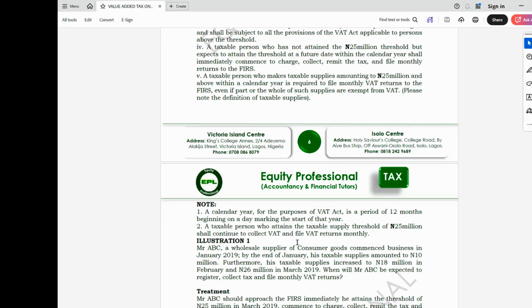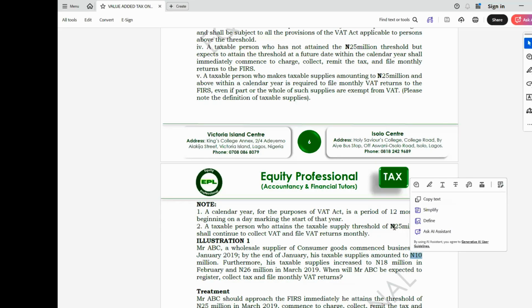Then we have an example to illustrate that. Mr. ABC, a wholesaler supplier of consumer goods, commenced business in January 2019. By the end of January, the taxable supply amounted to 10 million naira. Furthermore, the taxable supply increased to 18 million in February and 26 million in March 2019. When will Mr. ABC be expected to register, collect tax, and file monthly VAT return? So if you look at this scenario, you can see that as at January, his total supply is 10 million.